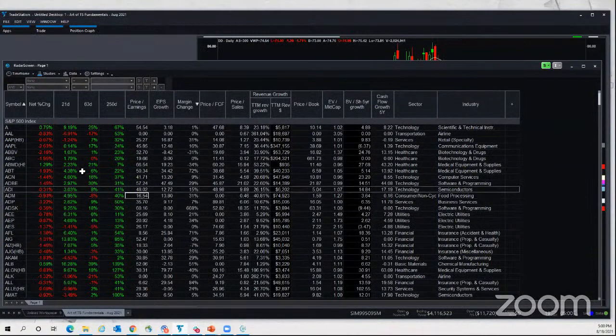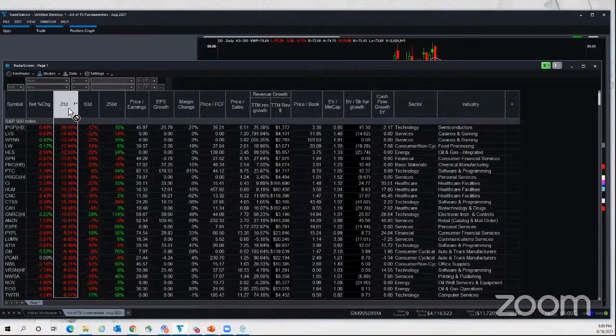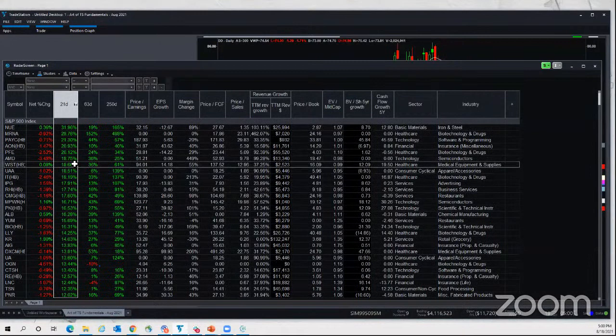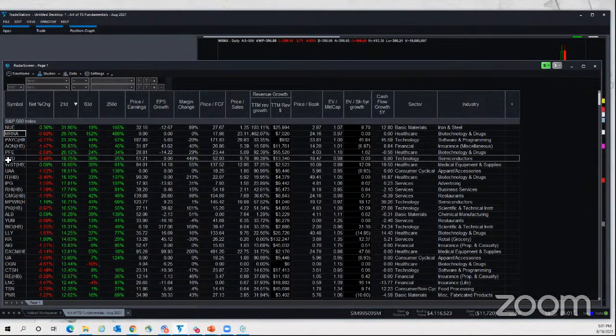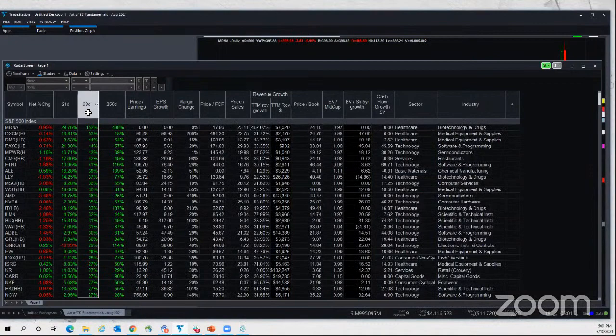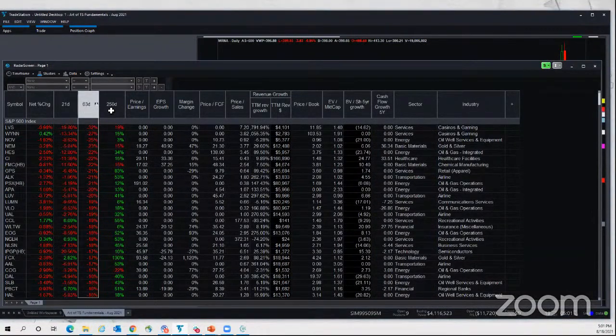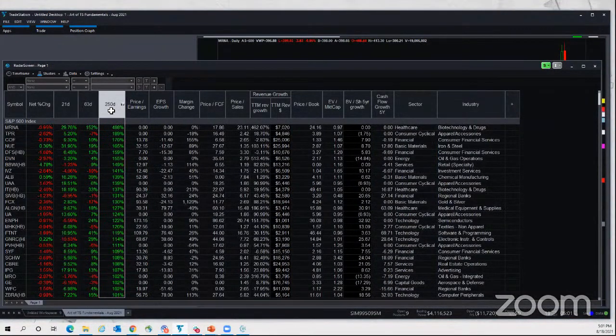Okay, so when we look at this, these are price changes. And this will show, for example, that in the last 21 sessions, or roughly the trailing month, Nucor and Moderna, Nucor is a steel stock, Moderna is the vaccine company, are like the top performers in the S&P 500. 63D is 3 months. And this is also 1 year, 250 sessions. I like to have it like this because this is just very simple.